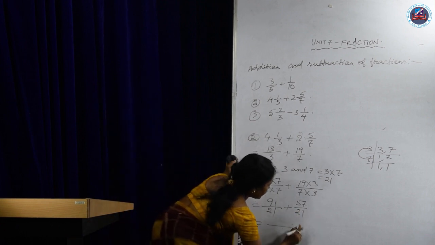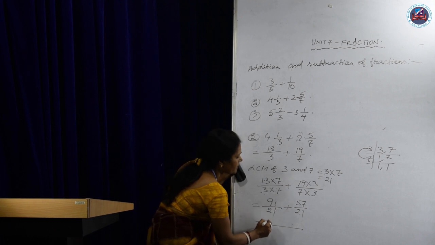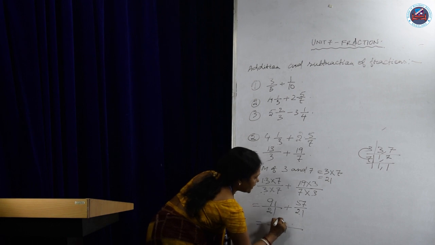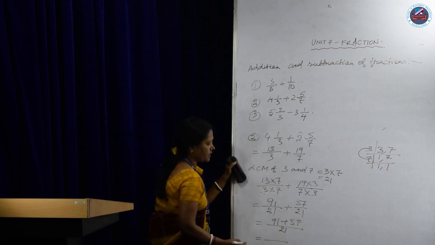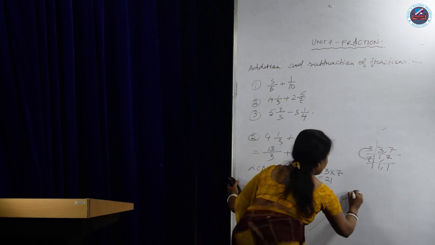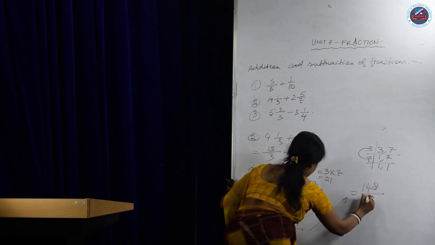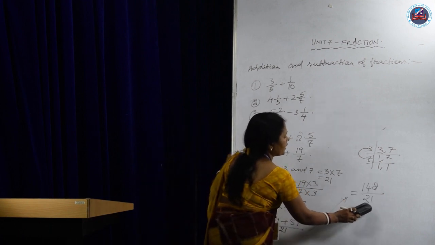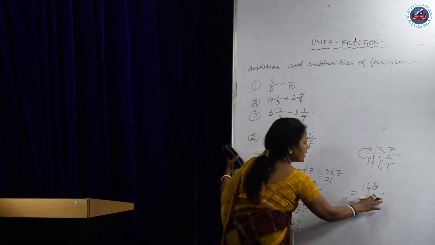Now you check that both the denominators are the same, that means you have converted into a common denominator. Now it's very easy. Take the same denominator, that is 21, and add the upper numbers, that is 91 and 57. Now 91 plus 57 is 148 by 21. Now look at it. Here your answer is 148 by 21, that means it's an improper fraction. Your numerator is greater and denominator is smaller.